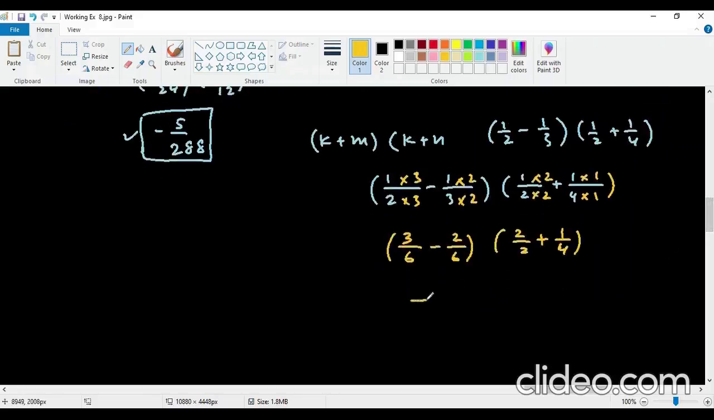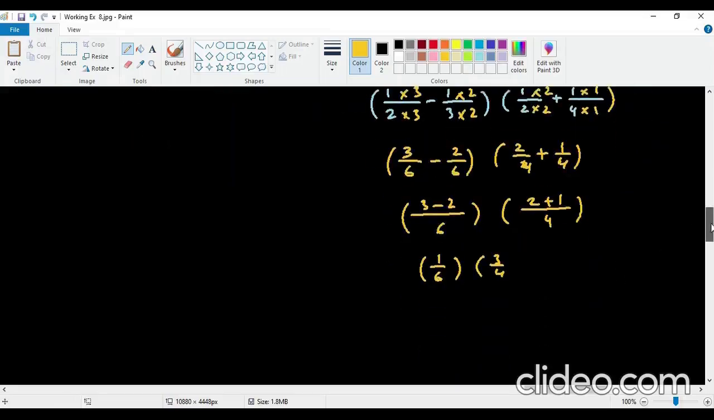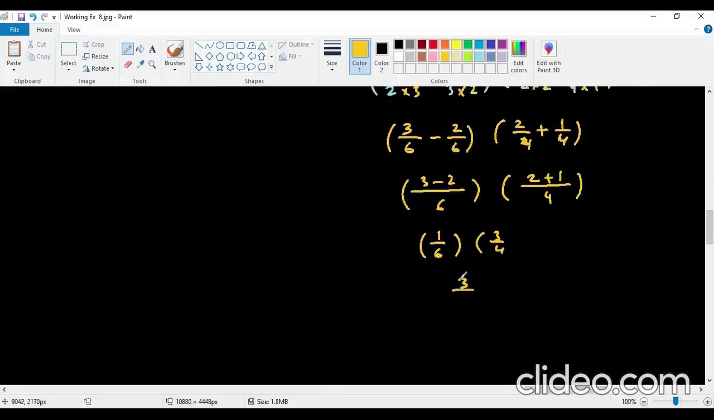Now this is the value of the denominator, mind it. I will write 6 once only. 3 minus 2, multiplied by 2 plus 1 over 4. This is a 4 actually. Now this 3 minus 2 is a 1 over 6 multiplied by 3 over 4. So this is going to give us 3 over 24.